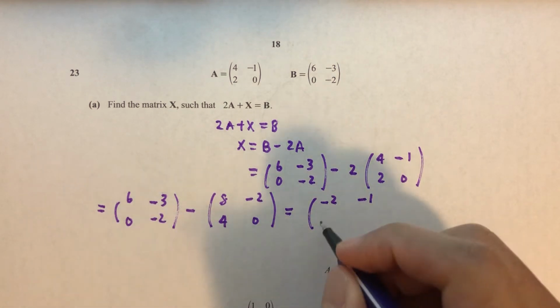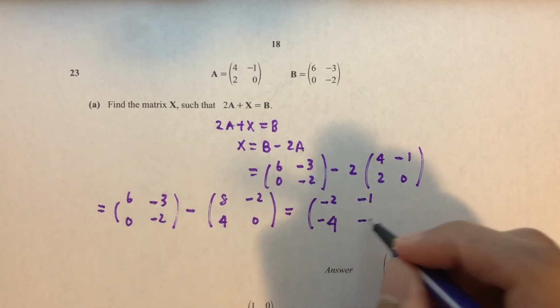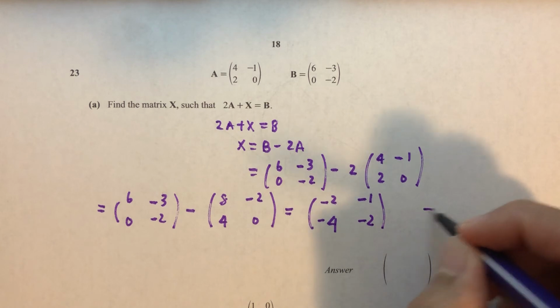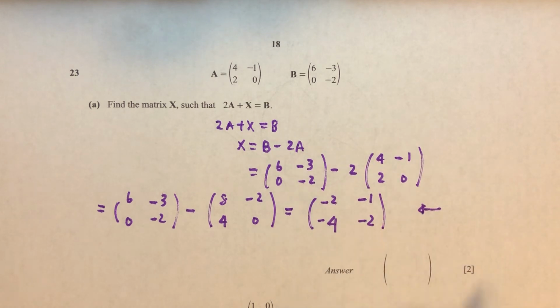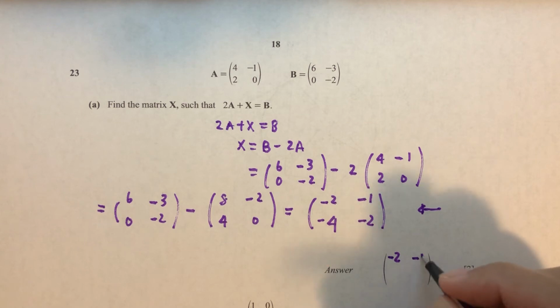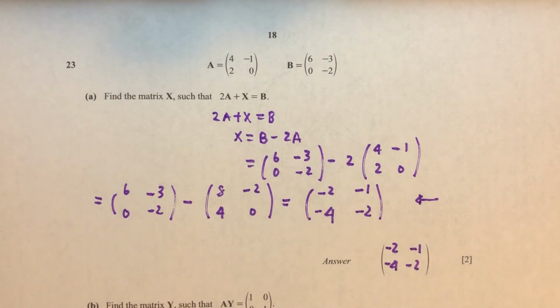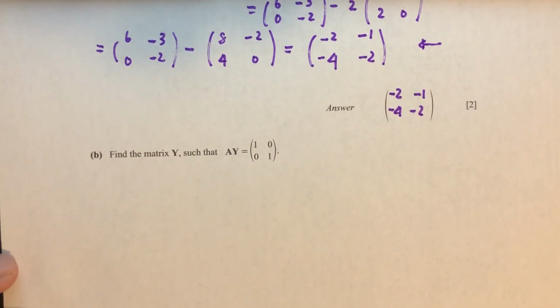0 minus 4 is minus 4. Minus 2 minus 0 is minus 2. So that is your answer for X. So let's write down in this space below: minus 1, minus 4, minus 2. Okay. Moving on to part B.